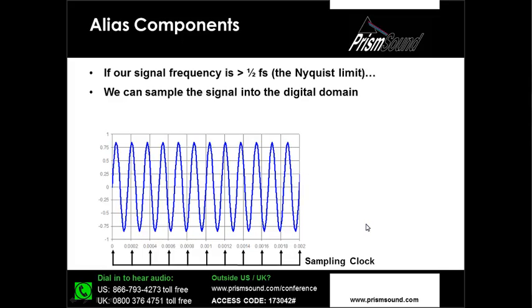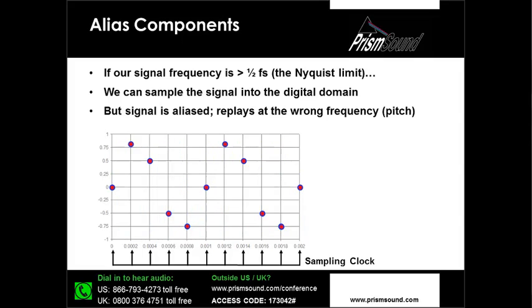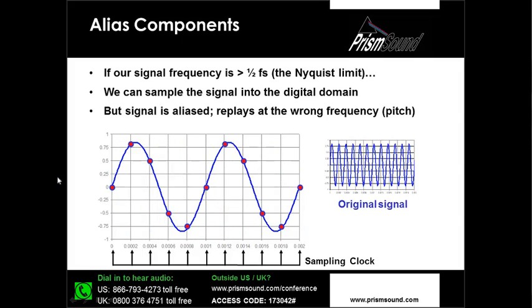And this is what we get. So my sampling clock is at the bottom of the screen here. My analog waveform is illustrated here in blue. If I were to sample and quantize this signal, this would be the result. The problem here is that if I replay this digitized waveform, then this is our result. We actually get a signal at the wrong pitch. It's aliased. That is our definition of aliasing. We can see from these two diagrams that we have a rather different waveform on the analog side than we do on the digital side.